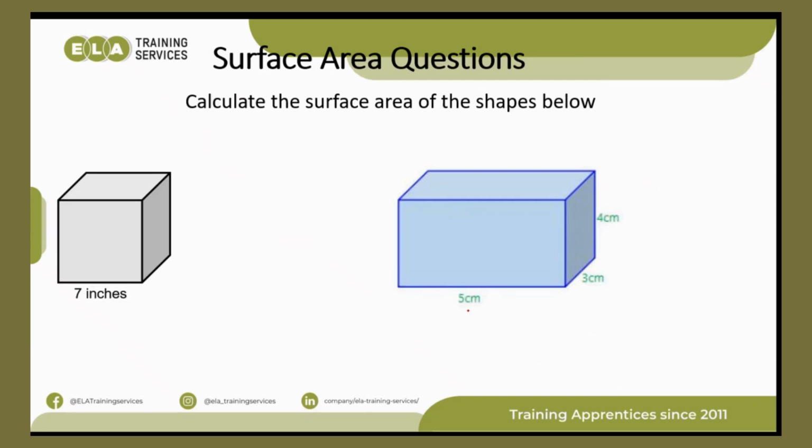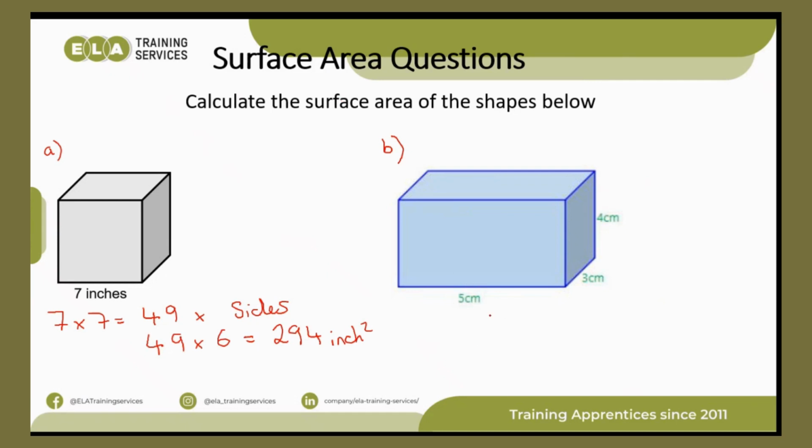So we're now going to have a go at these. So we've got shape A and we've got shape B. Okay, with a cube, what do we have to calculate first? We have to work out the front. Okay, well done. So we're going to do 7 times 7, which is 49. And then we multiply that by the amount of sides. So how many sides does a cube have? It has 6. 49 times 6 gives us 294 inches squared, because remember we're dealing with area again.